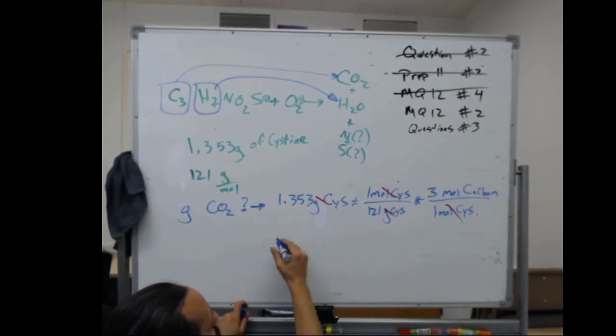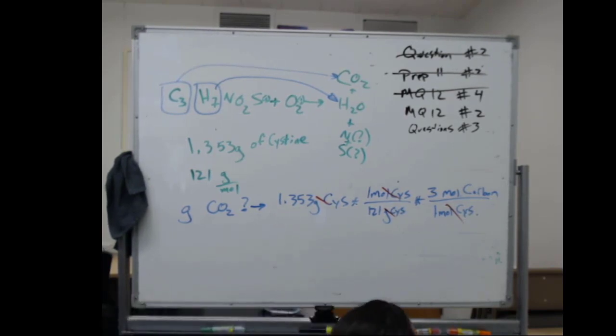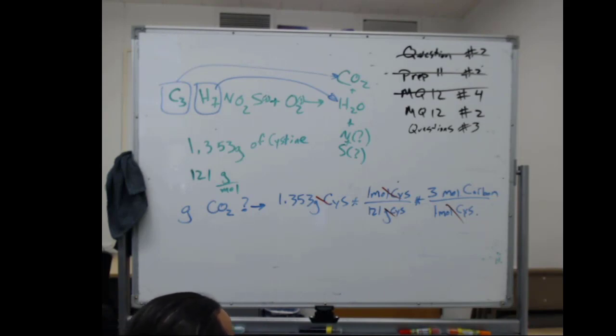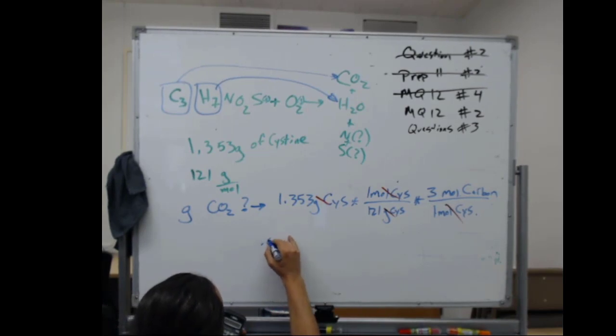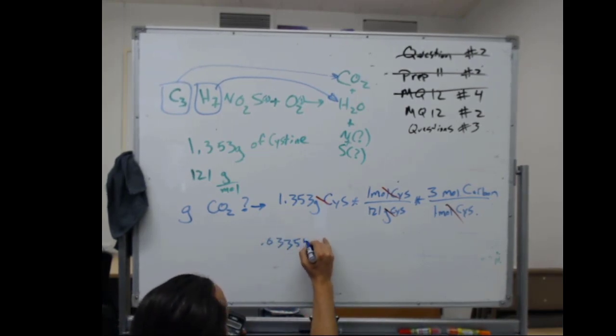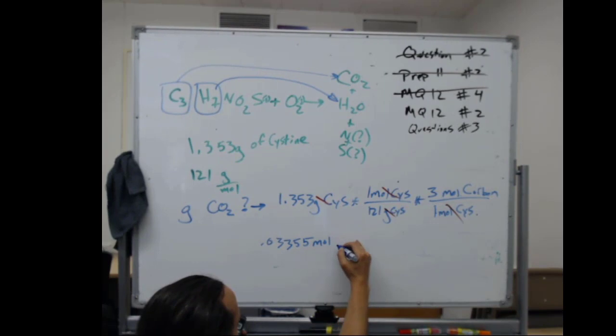So we're going to do math. That's why I'm like, what do I need? I need a calculator. 1.353 divided by 121 times 3. 0.03355 moles carbon.